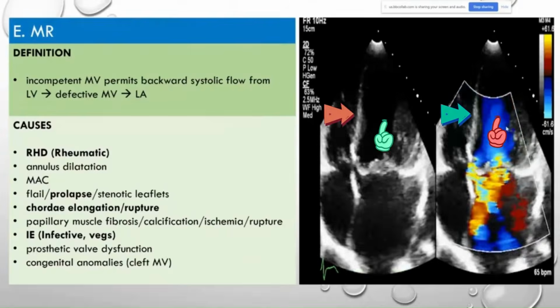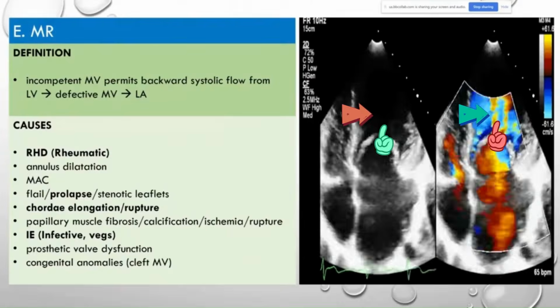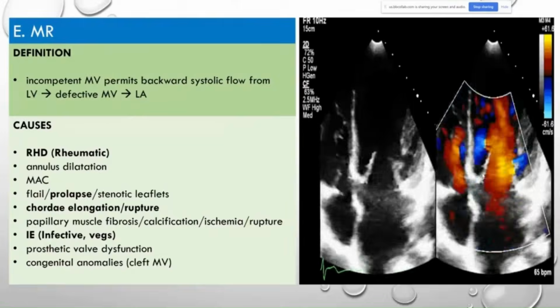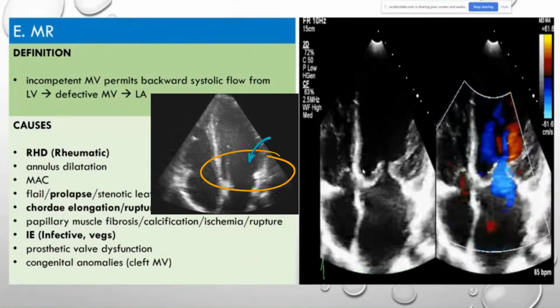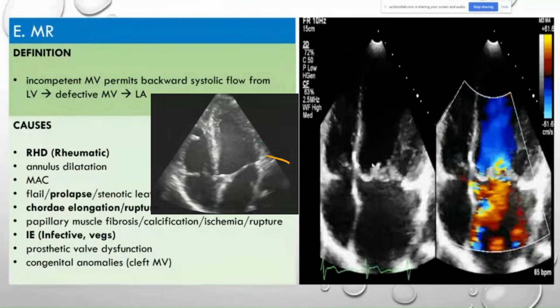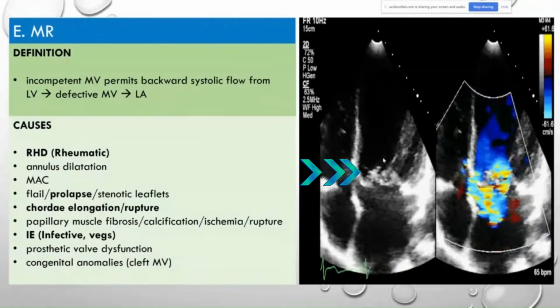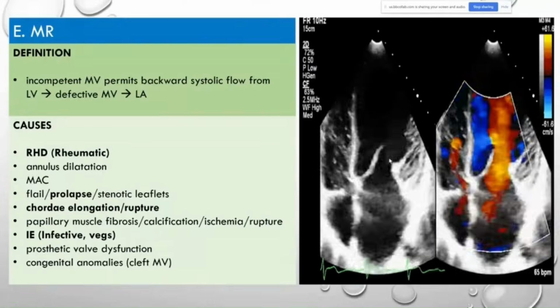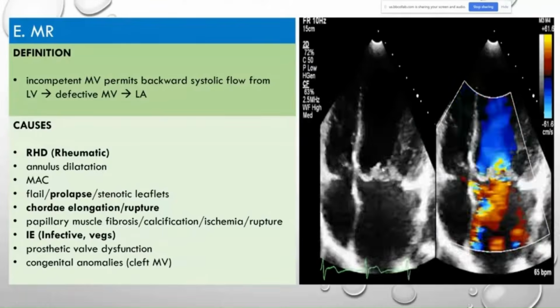Notice on echo, this is the left ventricle in apical four-chamber. This is the left atrium. So in systole, remember, in systole the mitral valve is supposed to be closed. If you look over here, you can even see that there's something going on with the valve. It's not closing properly. There's like a weird little stoppage situation here.